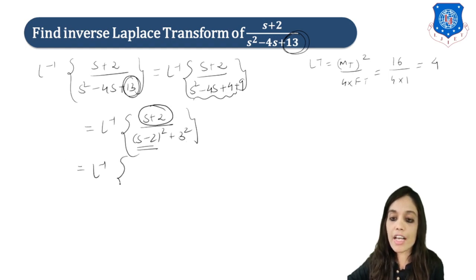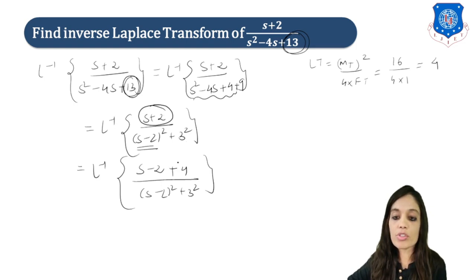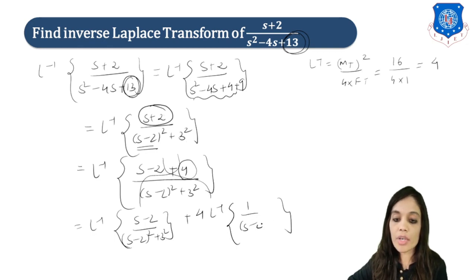So we can write it as Laplace inverse of, write the denominator as it is. Now we want s minus 2, so write it. Now in all it is s plus 2. So what we have to add? Plus 4. So you can see we have obtained s plus 2. Now we will split this in two parts, right? So we will have Laplace inverse of (s minus 2) upon (s minus 2) whole square plus 3 square plus, take this 4 outside because it is constant, Laplace inverse of 1 upon (s minus 2) whole square plus 3 square, right?